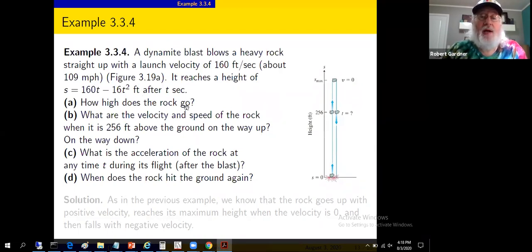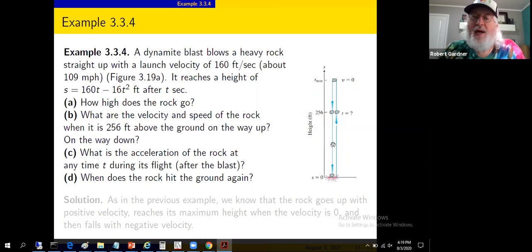Part A, how high does the rock go? Piece of cake. We'll work that one just like we did the bullet on the surface of the moon and the surface of the Earth. I mean, dynamically, it's the same question. What are the velocity and speed of the rock when it is 256 feet above the ground on the way up and on the way down? Here's a little schematic of what happens. There's an explosion, the rock flies up in the air, goes up, it stops, it turns around and comes back down.